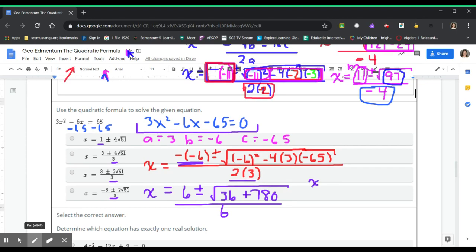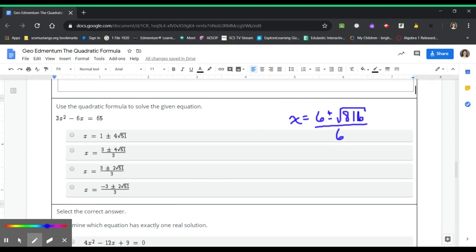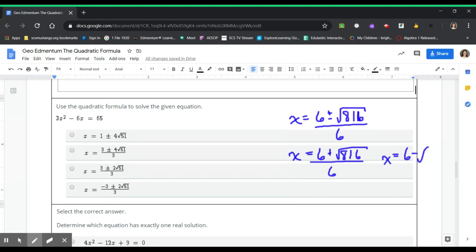So x is going to be equal to 6 plus or minus the square root of 816 divided by 6. Once we get it into this version, we can split it into the 2 separate possible answers. The plus minus is what allows us to have those 2 answers. So x is equal to 6 plus the square root of 816 divided by 6, and x is equal to 6 minus the square root of 816 divided by 6.